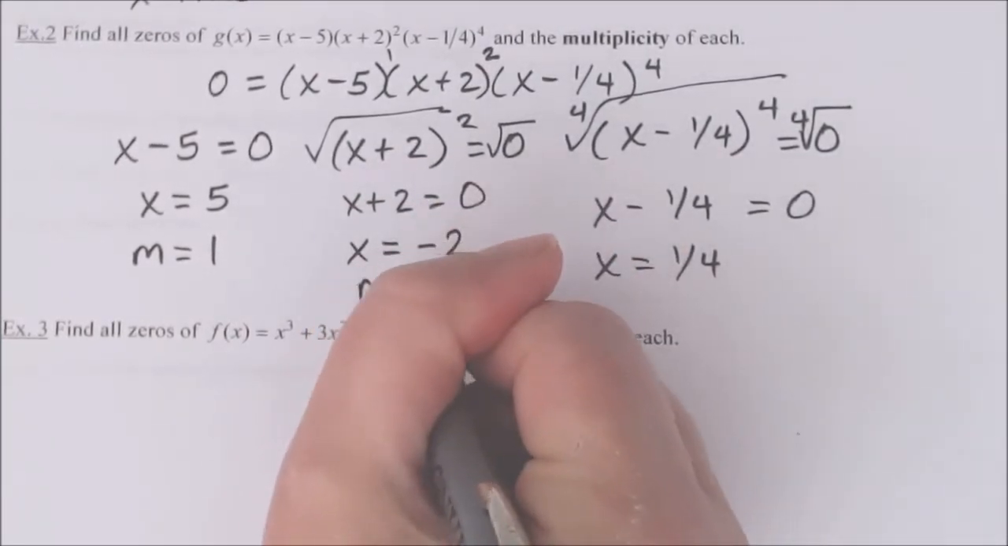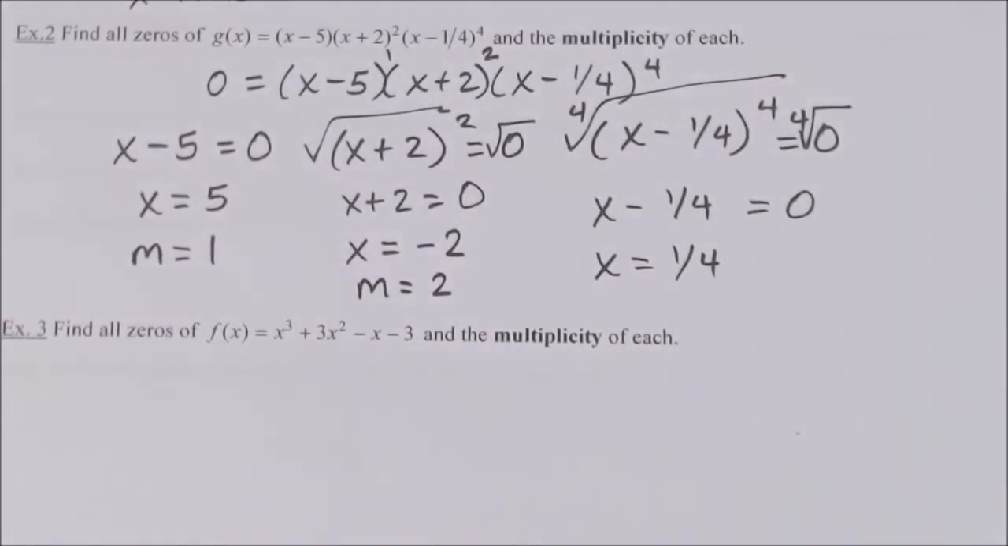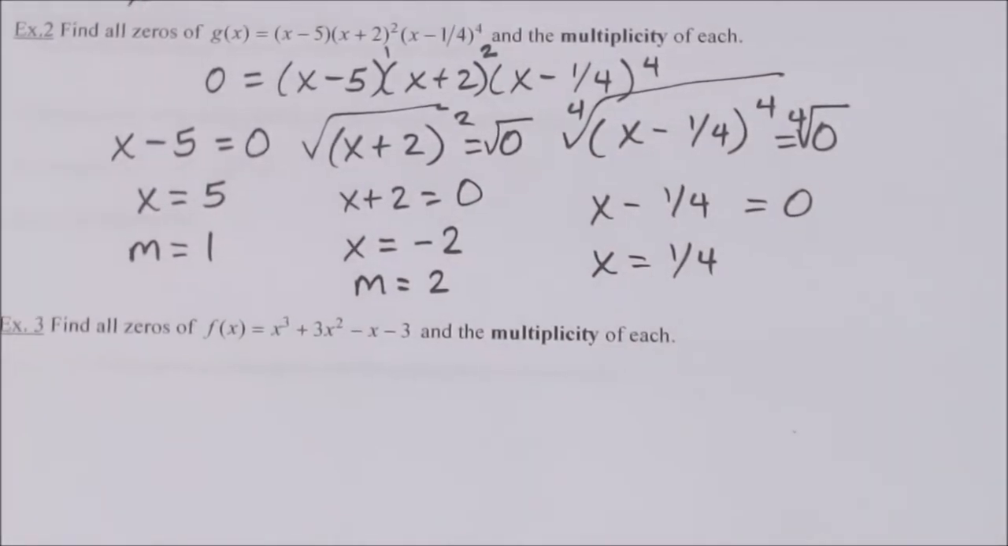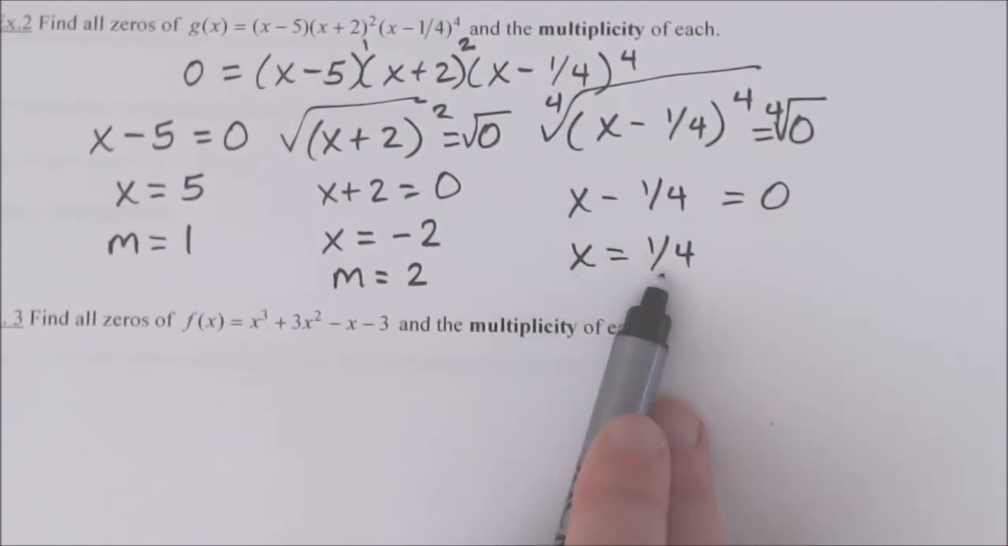So the multiplicity for that 0 would be 2. Each individual x-intercept has its own multiplicity. How about the last one? We have x equals 1/4.